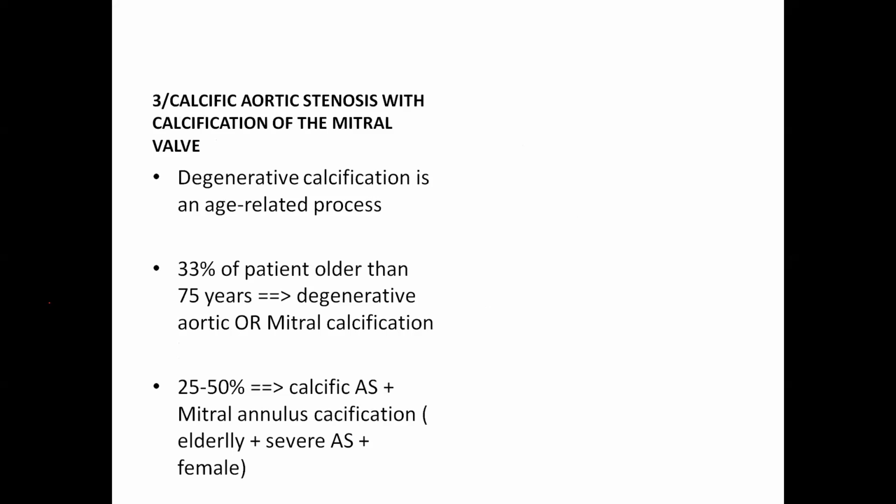Then the third lesion is calcific aortic stenosis with calcification of the mitral valve. In this setting it is usually degenerative calcification, which is age-related. 33% of patients older than 75 will have degenerative aortic or degenerative mitral calcification, and 25 to 50% of patients with calcific aortic stenosis will have mitral annulus calcification. They will be elderly, have severe AS, or be female gender.